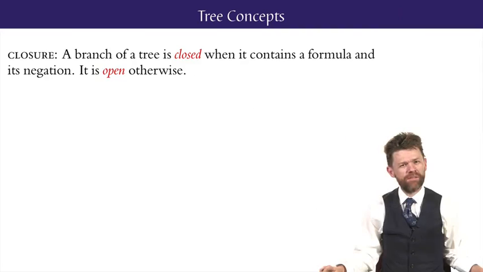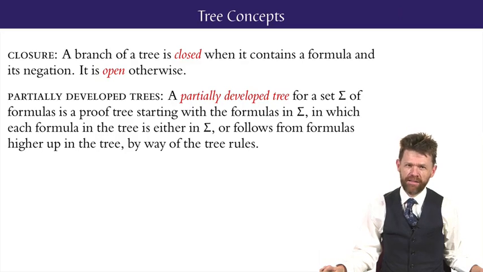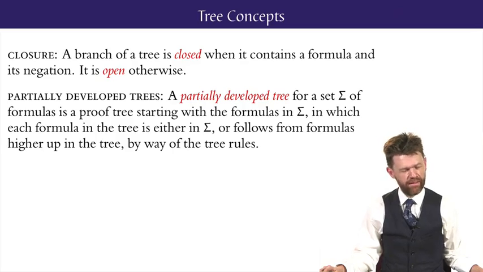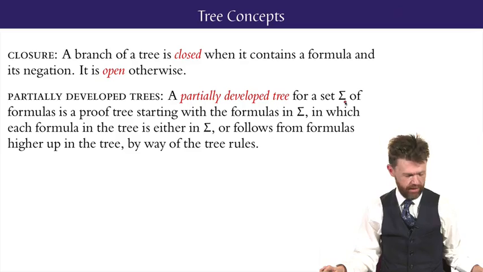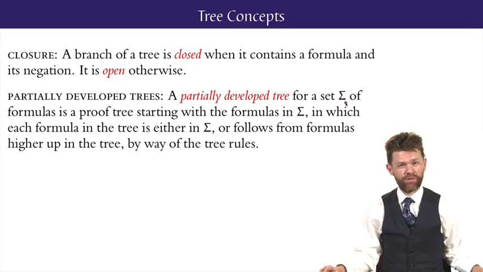Now, here are some words and concepts that we use when talking about trees. A branch of a tree is closed when it contains a formula and its negation, and it's open if it isn't closed. A partially developed tree for a set of formulas, and the notation that I'll use when I'm talking about a collection of formulas is this Greek letter sigma. So, a partially developed tree for a set sigma of formulas is a proof tree starting with the formulas in sigma, in which each formula in the tree is either in the starting set sigma or follows from formulas higher up in the tree by way of the rules.